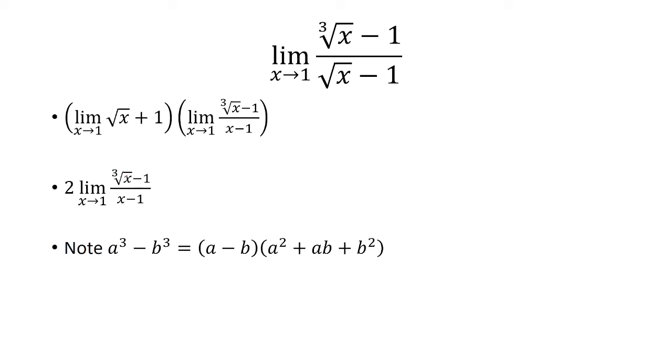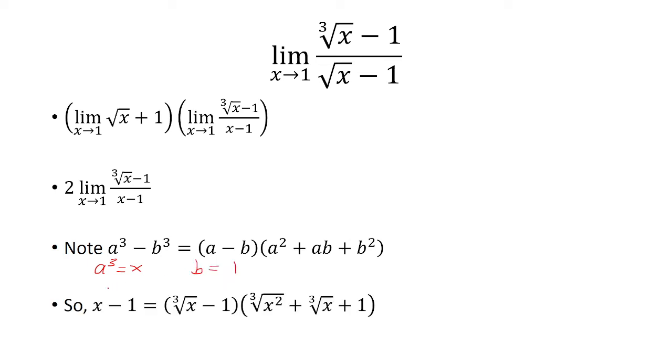So again, the cube root of x is cube root of x. The cube root of 1 is just 1. So that's what tells me, well, maybe I can simplify here using this formula. Well, I'm going to let a cubed equal x, and then b equal 1. So that means a will be the cube root of x, and b is going to be 1.